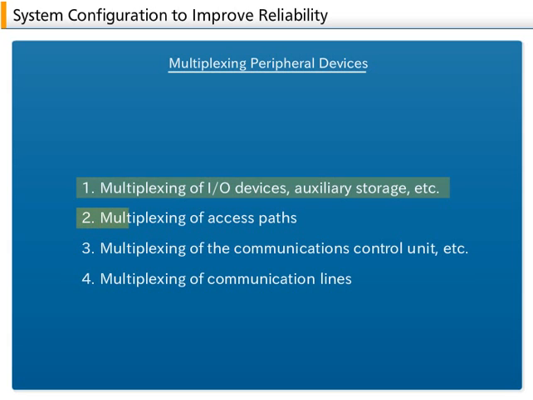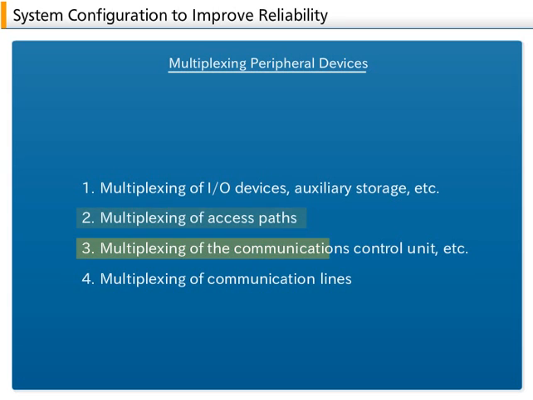B. Multiplexing of access paths. Access paths are multiplexed. This is so that access can be gotten through other paths when a part of the access paths, the circuit from the CPU to each input-output device, such as the CPU, input-output channel, input-output control unit, or input-output device fails.